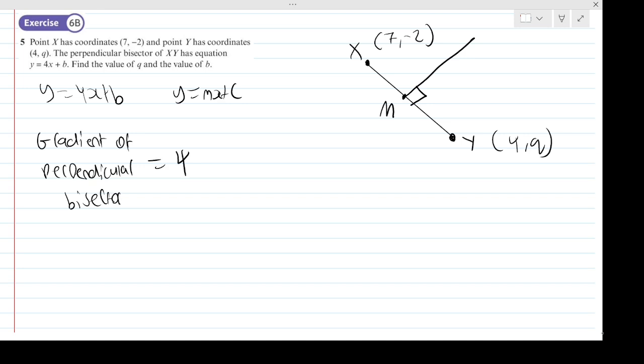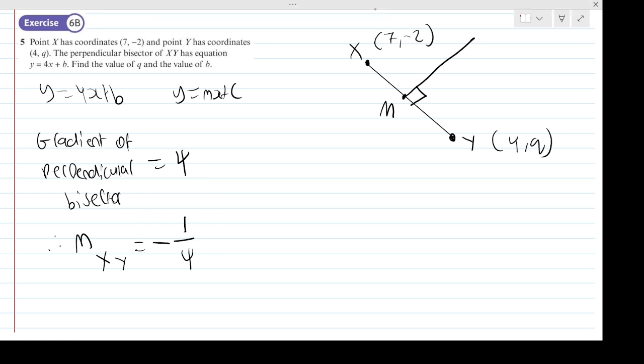Well, then we can use that to work out the gradient of the line xy. So the gradient of xy, mxy, because it's perpendicular, has to be the negative reciprocal again, right? So negative, and then flip it, well, 4 will go to a fourth, okay? Remember, 4 is like saying 4 over 1. Then you can flip the fraction to be 1 over 4. And there we are. We get this negative reciprocal to be the gradient of the line xy.